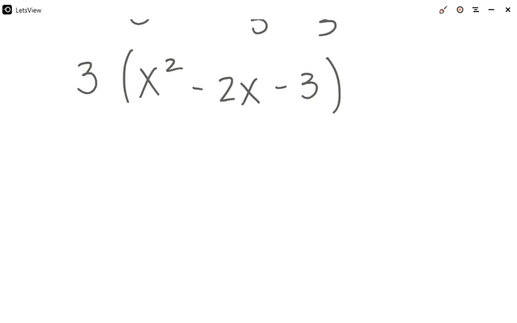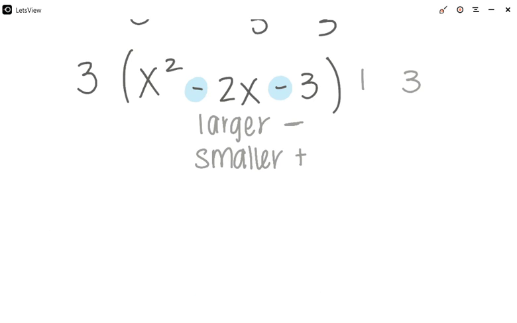All right? We're going to list all the factors of 3 that we can think of. The only numbers that can multiply to give you 3 are 1 and 3. We look at our signs. Since both of them are negative, this tells us that our larger factor is negative and our smaller factor is positive. So it's a positive 1 and a negative 3. When we add those together, 1 minus 3 gives us a negative 2.